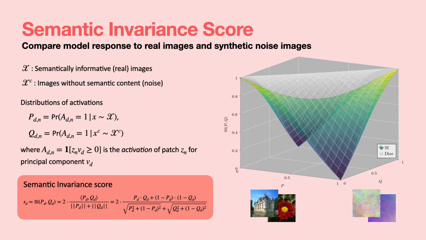The semantic invariance score compares the representations of real images to those of synthetically generated noise images, which are generated by a mixture of pink noise, modulated white noise, and random low-frequency gradient fields to simulate a natural spatial frequency spectrum. A component gets a high semantic invariance score if the activations of real images are similar to the activations of noise images, and a low score if the activations of real images and noise images are distinct.